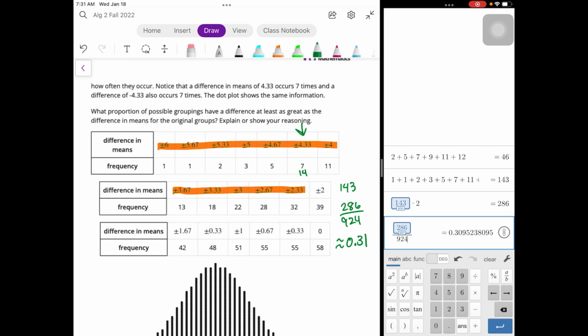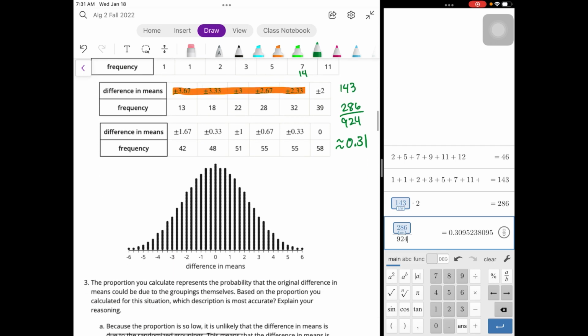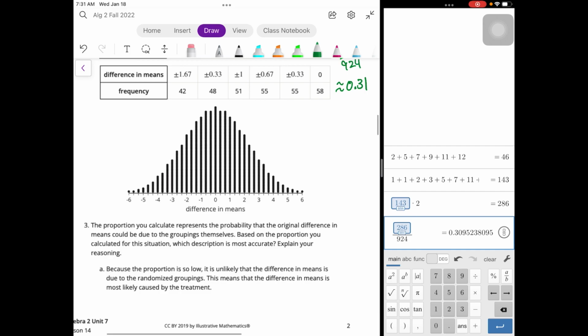All right, so then that's the proportion of possible groupings that have a difference at least as great as the difference in means for the original groups. So the proportion you calculate represents the probability that the original difference in means could be due to the groupings themselves. Based on the proportion you calculated for this situation, which description is most accurate?